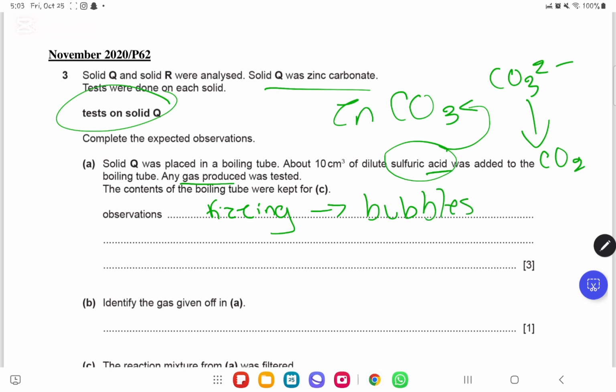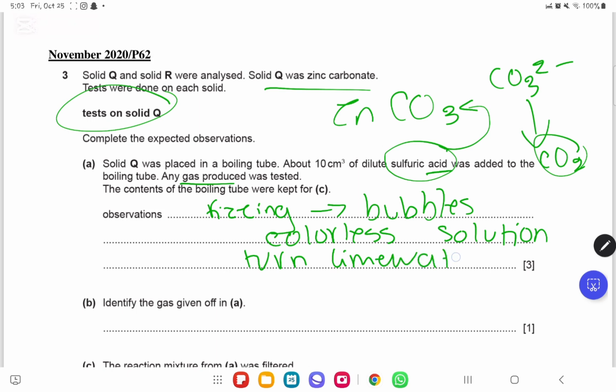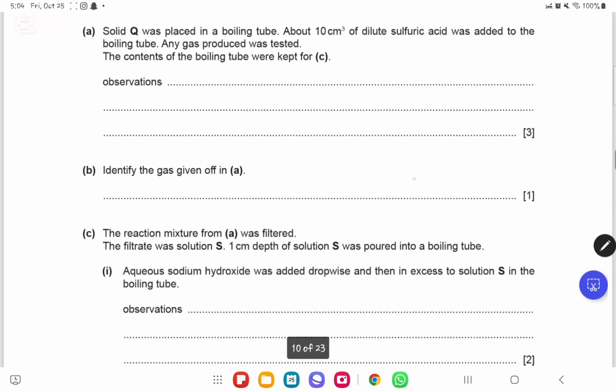The second thing you're going to see is a colorless solution. And then finally, the last thing is because our gas is CO2, it's going to turn lime water milky. You see you have 3 points over here, so do 1, 2, 3. Now identify the gas given off in A. It is carbon dioxide, which is CO2.